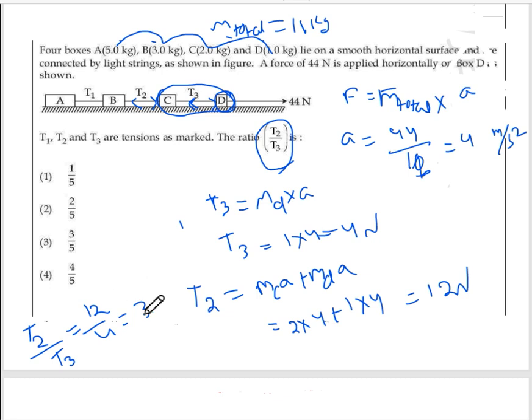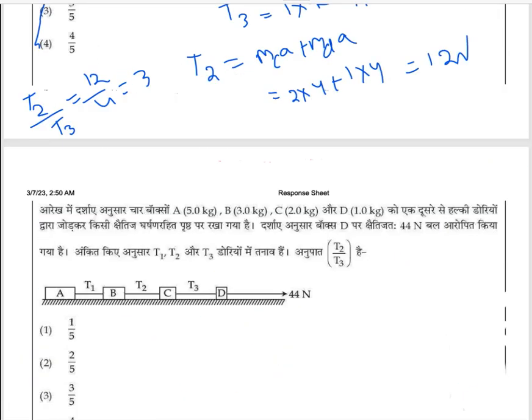So it is 3, which is not matching with the option. So I think there is something wrong in the question. We'll move to the next question. We'll discuss this one also later if it is wrong. I think the options are wrong, so we'll go to the next question.